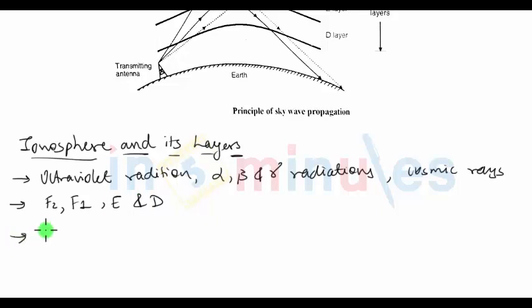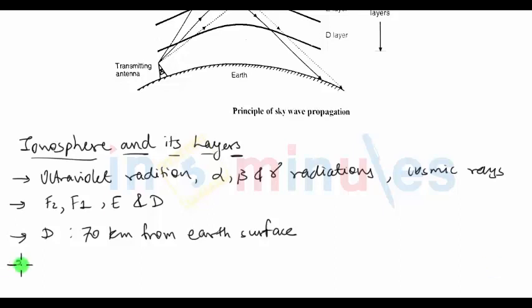Let's talk about the very first layer, which is layer D. It is the lowest and hence it exists at a height of about 70 km from the Earth's surface. Its average thickness is about 10 km. The D layer disappears at night due to recombination. So at night time, due to recombination, the layer D will disappear.